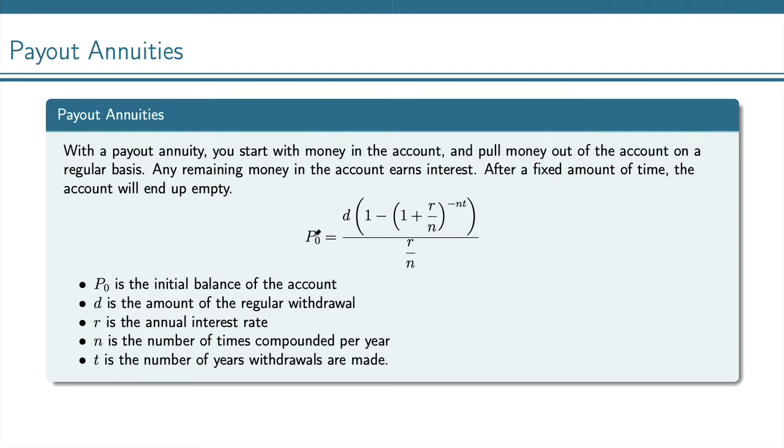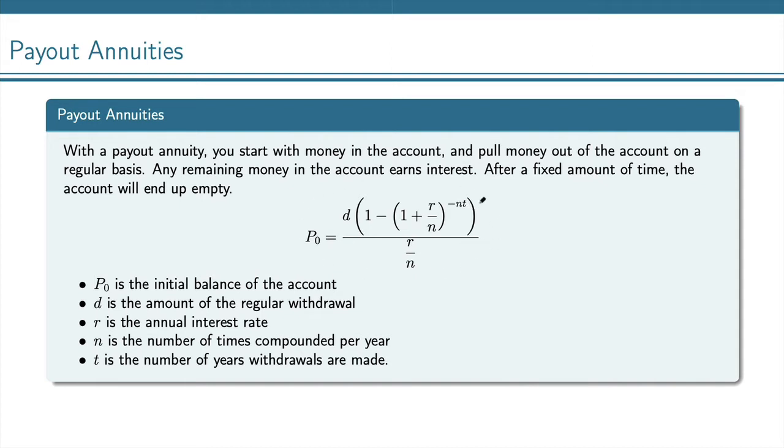We do have this difference that on the left side of the equation we have P sub 0, P naught. And P naught is the initial balance of the account. So, suppose you save up and you end up with $500,000 in an account, and then you're going to start withdrawing. Then this P naught would be 500,000. D is the amount of the regular withdrawal. R is the annual interest rate. N is the number of times compounded per year, which should also be the same number of the regular withdrawals. And then the T is the number of years that we will actually be taking withdrawals.